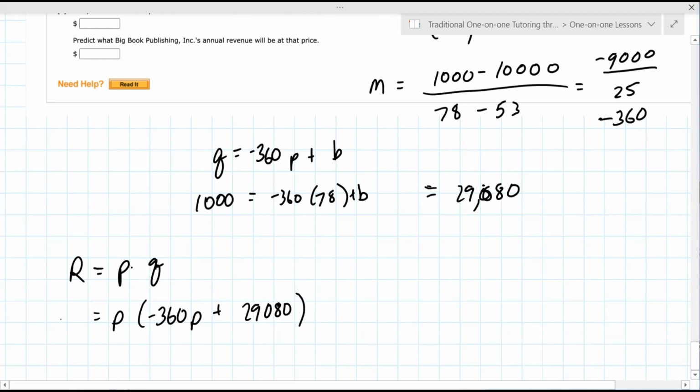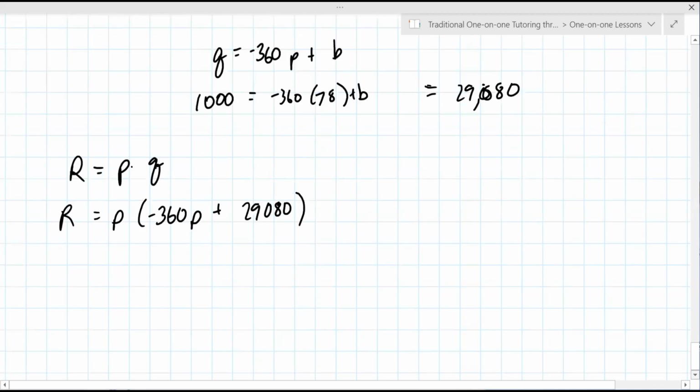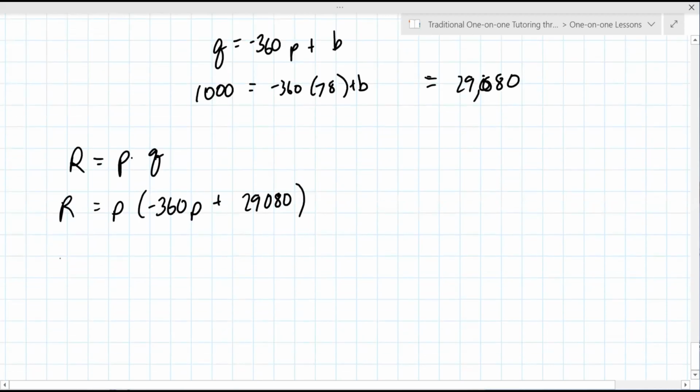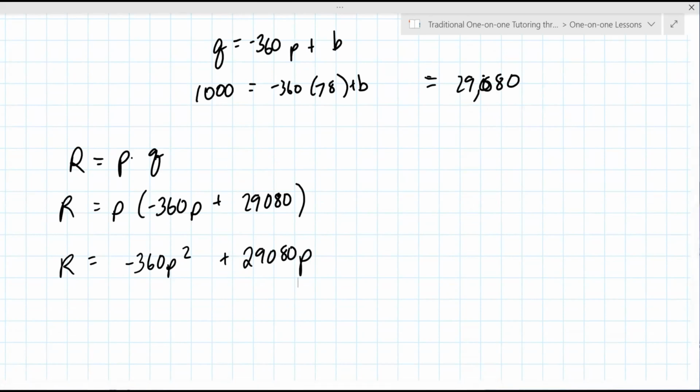And rather than finding the derivative through product rule, you want to distribute and then take your derivative. Okay. So the derivative would be negative 720p plus 29,080 equals 0, and then solve for P.